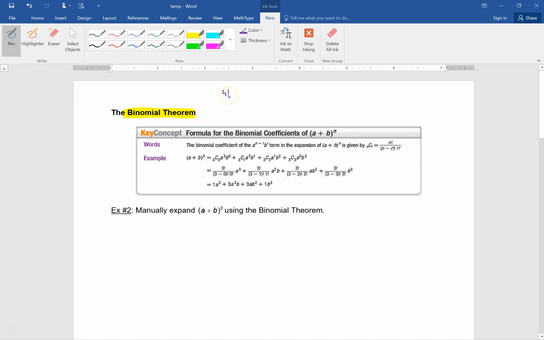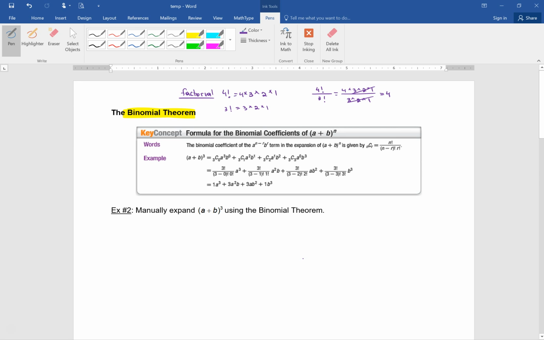If you have 4 factorial, this is 4 times 3 times 2 times 1. If you have 3 factorial, it's 3 times 2 times 1. Now if you have something like 4 factorial over 3 factorial, this is 4 times 3 times 2 times 1 over 3 times 2 times 1. And all of these cancel, so you're left with a 4. That's how it works.